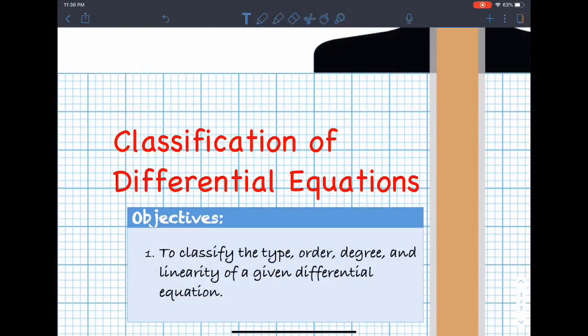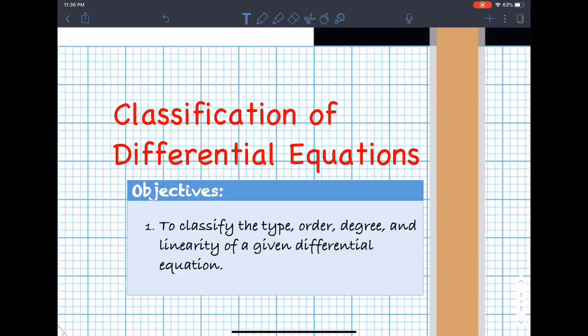Hello. Today's topic is about differential equations. What is a differential equation and what are its applications in the field of engineering? But before we start, at the end of this presentation, the student should be able to classify the type, the order, the degree, and linearity of a given differential equation.